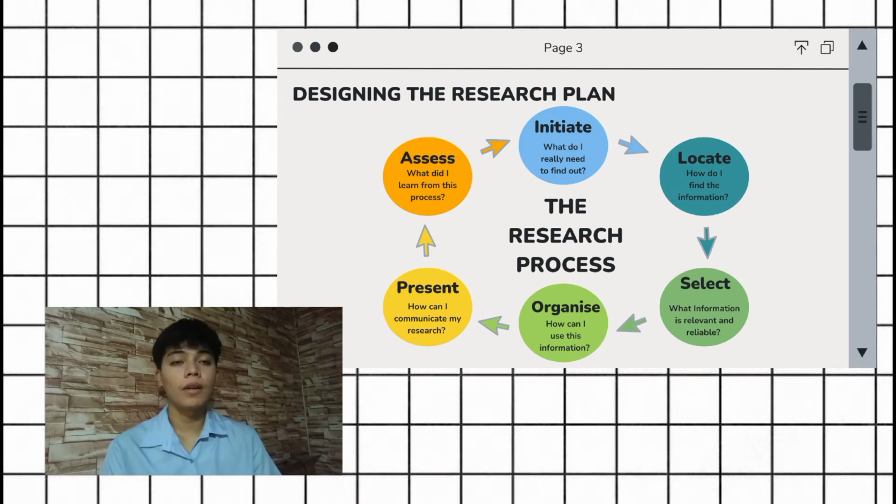In present, how can I communicate my research findings? We should build paragraphs and a bibliography. Last is assess. What did I learn from the process? It should be to reflect on the process and product.